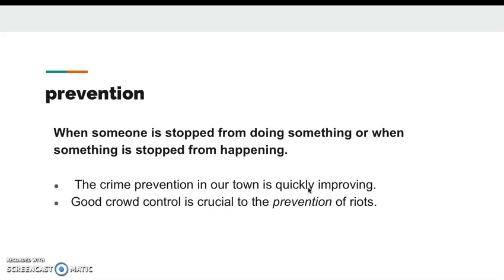Crime starts to be stopped. Another example: good crowd control is crucial to the prevention of riots. So by using good crowd control, we can easily prevent riots. We can easily stop riots from happening.